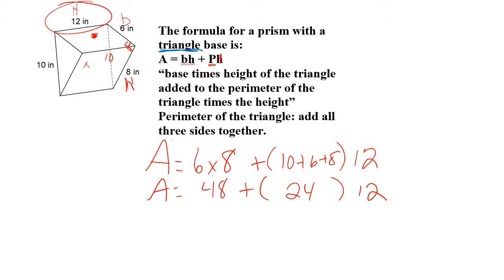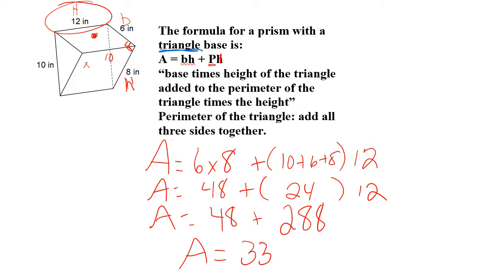Okay, so now we've got to follow order of operations. Multiplication first. So 24 times 12 is 288. Then we need to add this to the 48. And when we add that together, we find out the total surface area is 336 inches squared.